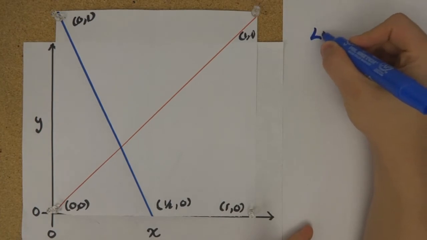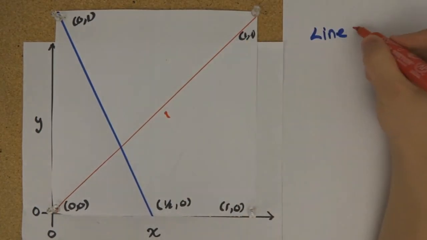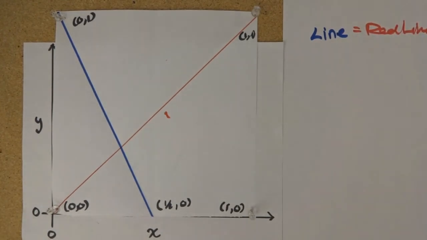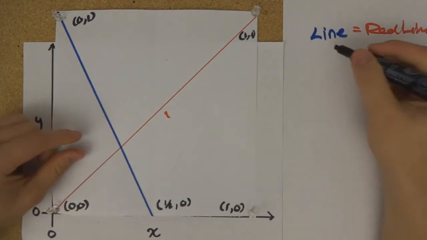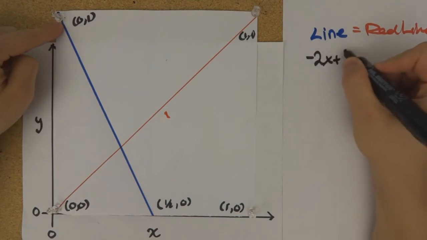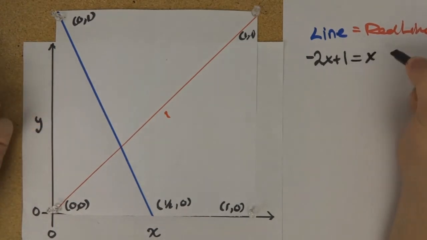And now what we're going to do is set the two equations equal to each other. We're going to have the blue line equal to the red line. And I'm going to work in black so that I don't have to switch between the colors every 2 seconds. So our blue line we found was negative 2x plus 1. And our red line we found was just x.